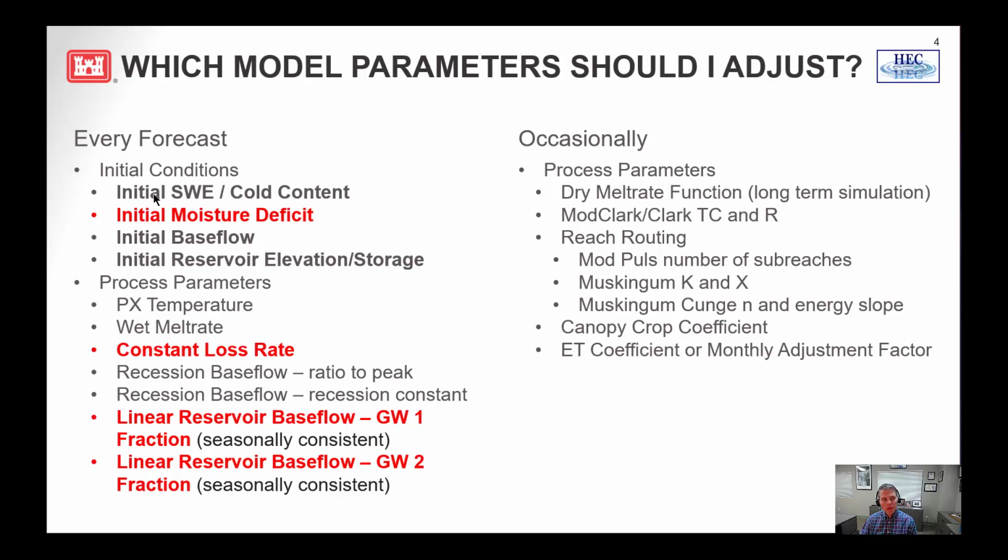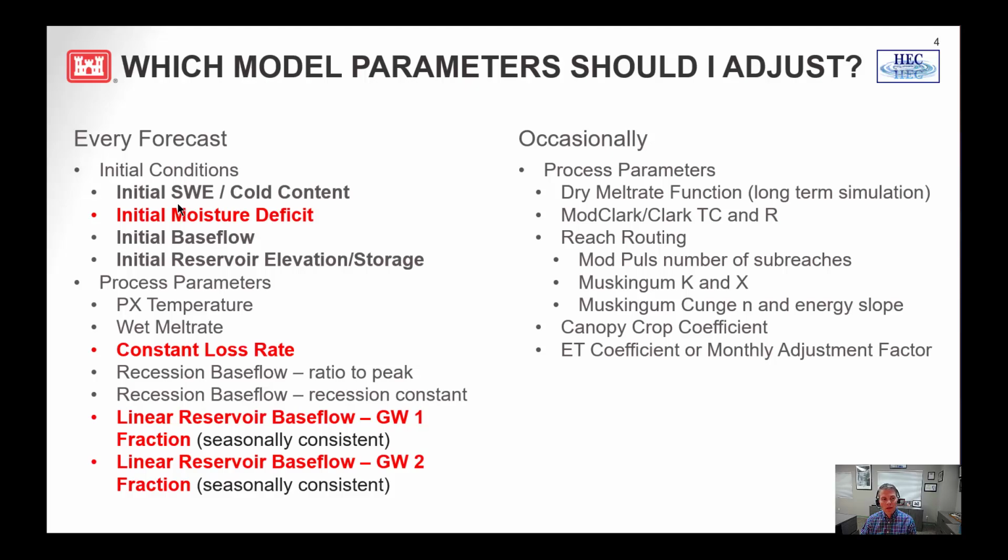So that leaves you really the initial moisture deficit as an initial condition that you need to set for every forecast alternative or every forecast simulation. And this initial moisture deficit is really dependent on the conditions of the watershed at the beginning of the simulation.